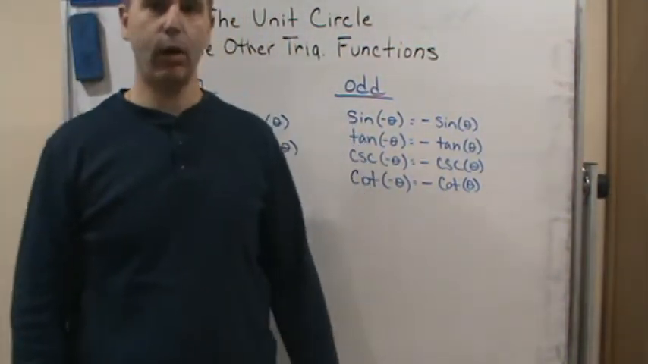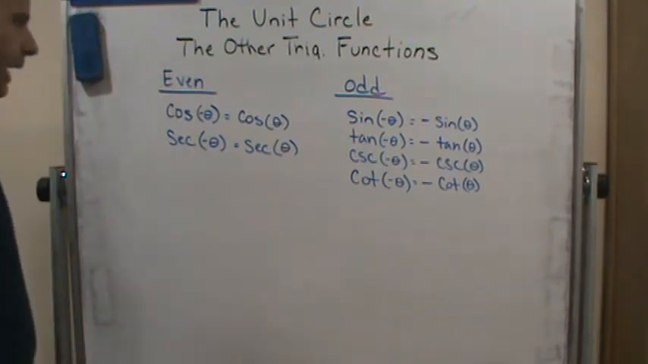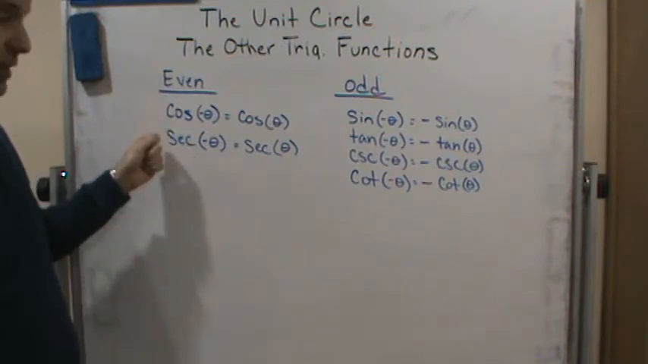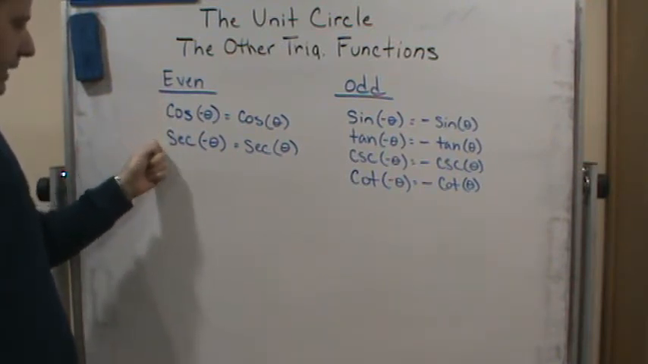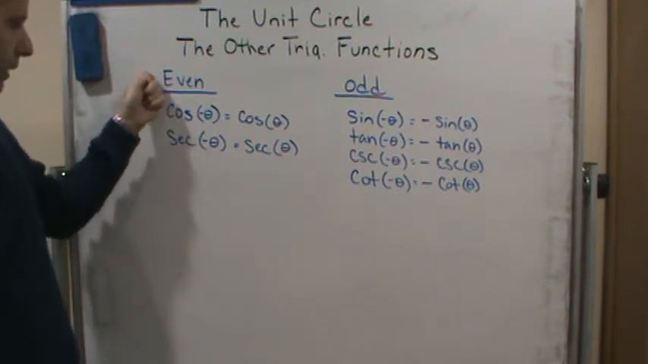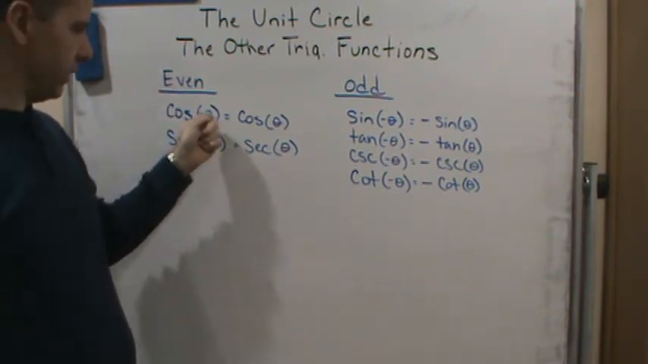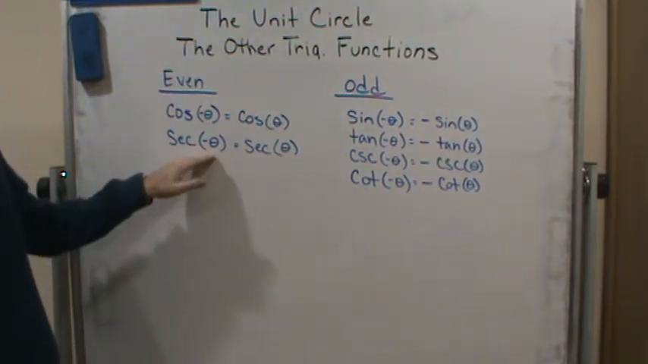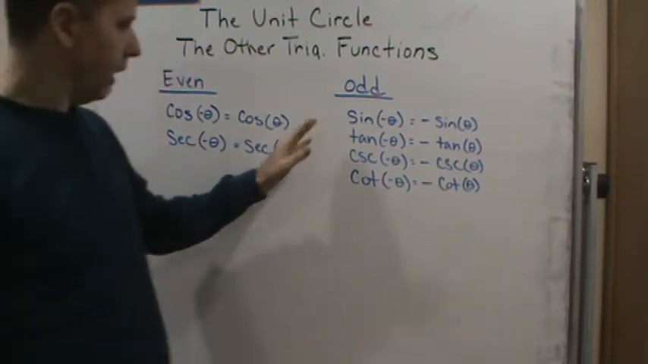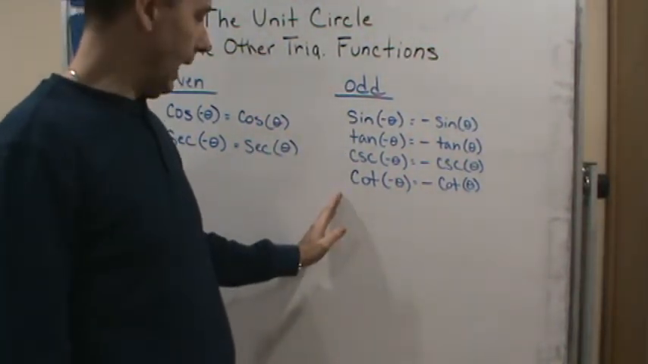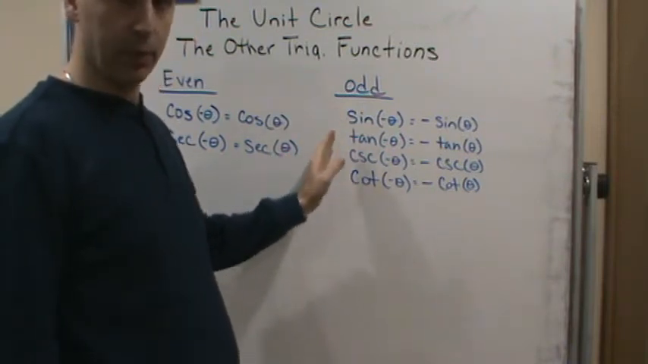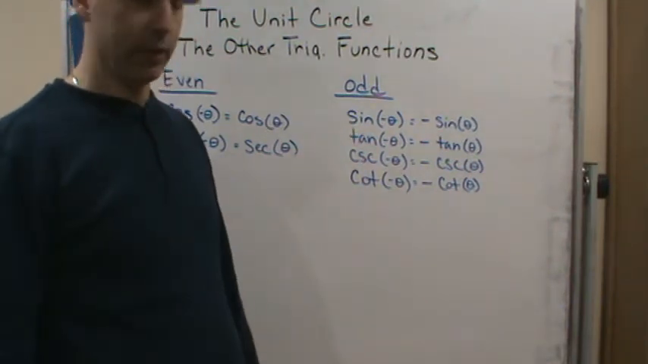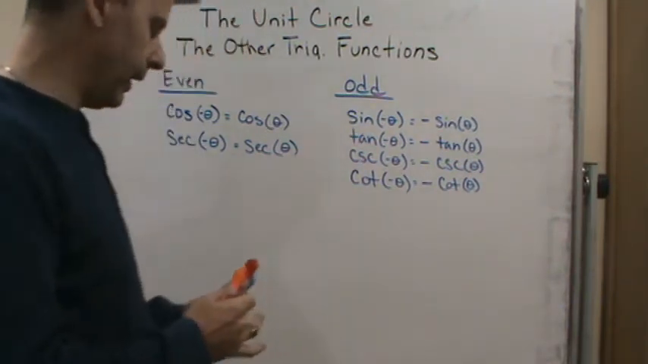Okay, so welcome back. And now here's the summary of the even odd trig functions. So we see that cosine and secant, again, the reciprocal functions here, are both even, because if you put in the opposite of the angle, you get the same function back out. Okay, so cosine and secant are even, and the other four trig functions are odd. And again, notice that the reciprocal functions are together, because, again, it should be obvious or intuitive why that is.